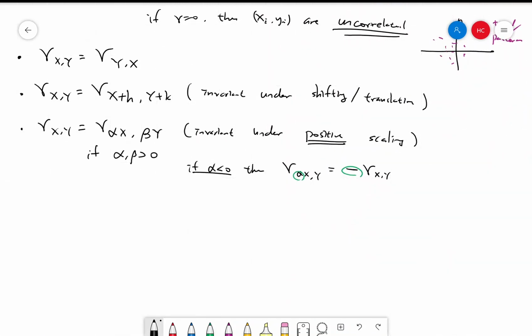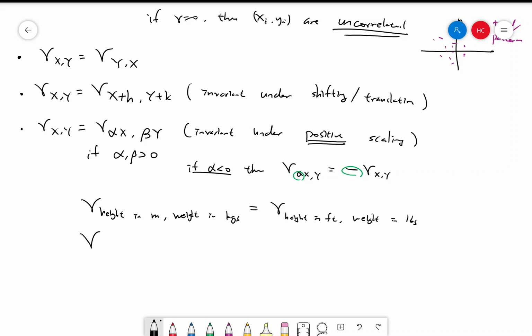Okay, because of this property, realize when you calculate real-world problems, for example, if you want to calculate a correlation between height in meters and weight in kilograms, this is going to be the same as the correlation between height in feet and weight in pounds. Because to convert height from meters to feet, you multiply by a positive constant. To convert weight in kilograms into weight in pounds, you also multiply by a positive number. So the correlation coefficient is going to be the same.